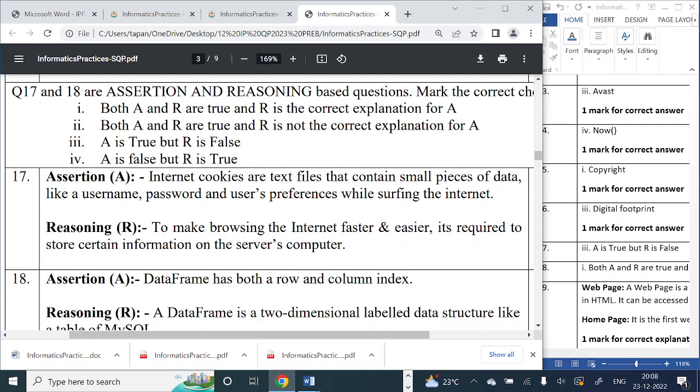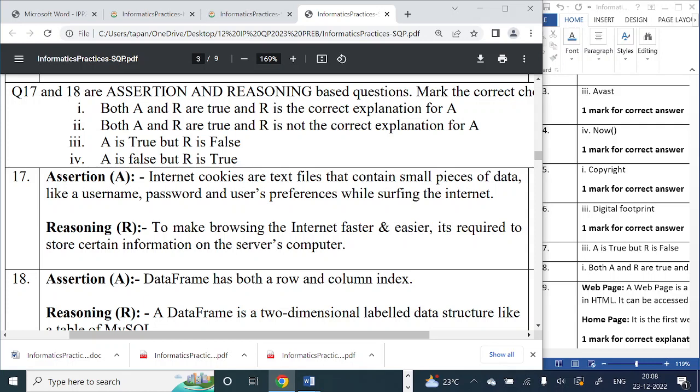Second one, reasoning is not true. The first one is true. Cookies are the text file which stores, like whenever we are surfing the internet, you might have seen that the social media tries to help you with those information. So through internet cookies, they are collecting our information.